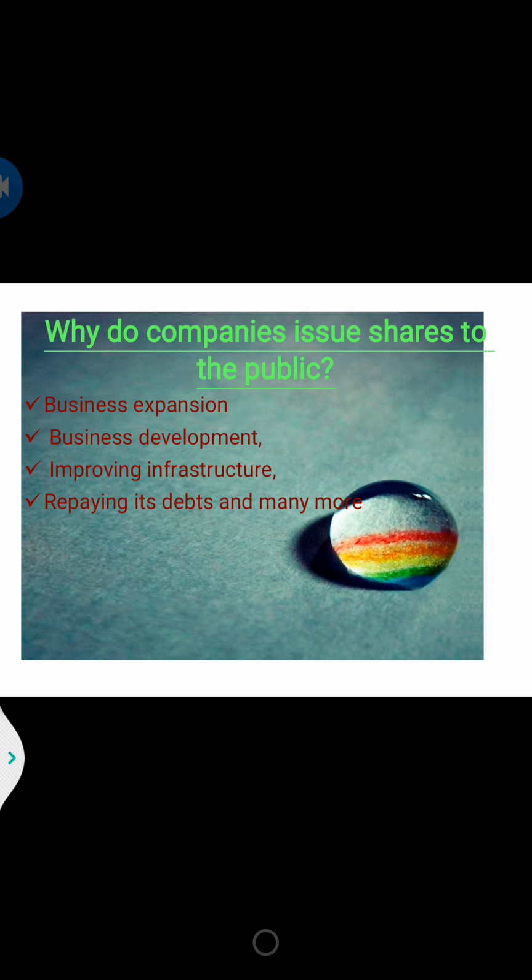So the next question is, why do companies issue shares to the public? Companies come to the primary market to raise money for several reasons. Some of them are business expansion, business development, improving infrastructure, repaying debts, and many more. This helps the company to increase its liquidity. It also provides scope for more issuance of shares in raising further capital for business.